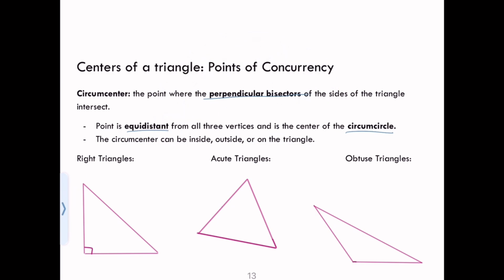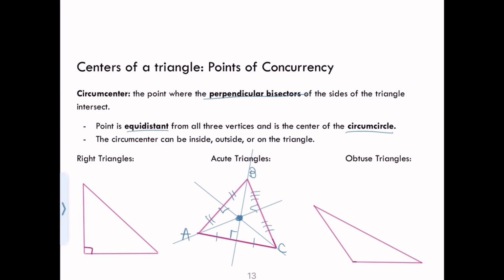So let's just say this acute triangle is triangle ABC. The perpendicular bisector for AC would look something like this, where this is perpendicular and these two sides are congruent to each other because this is a bisector. And for AB, something like this. This is perpendicular and these two sides are congruent. For BC, and the point where they all intersect is the circumcenter.